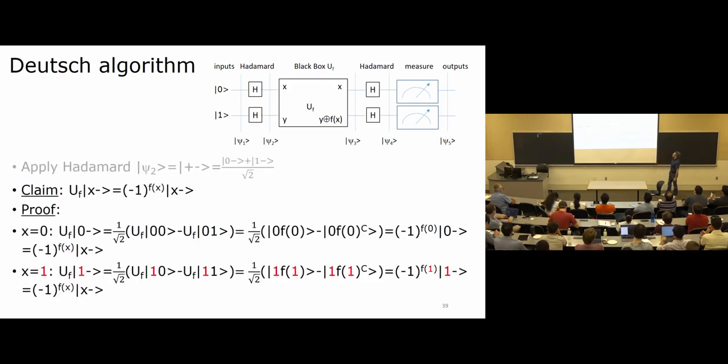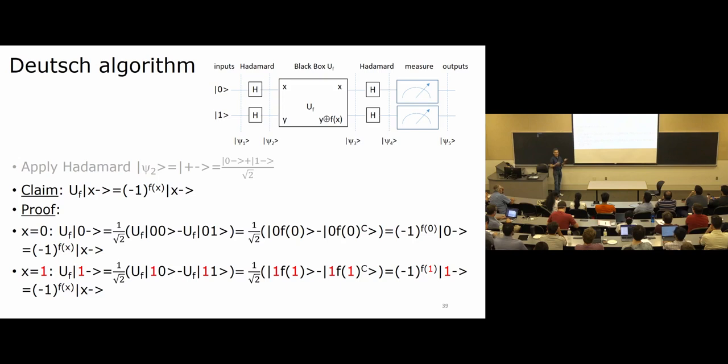And the next thing that we're applying is the black box. Now, I have a claim here that when I apply my black box to ket x minus, the output will be the same thing multiplied by minus 1 to the power of f of x. So if f of x is 0, let's think about this. If f of x is 0, then minus 1 to the power of 0 is 1, so input is copied to the output. If f of x is 1, then I get a minus sign.